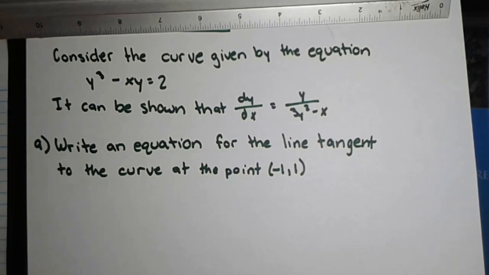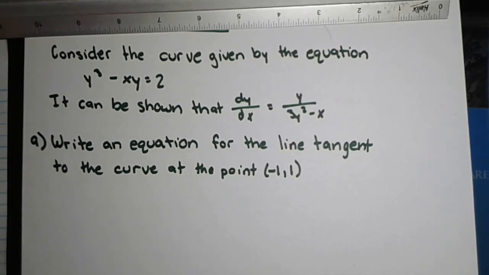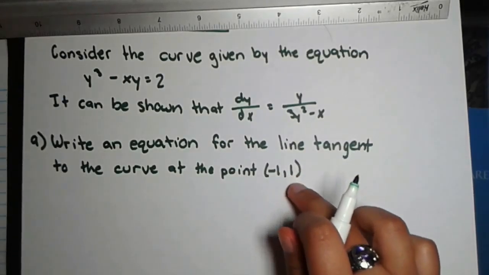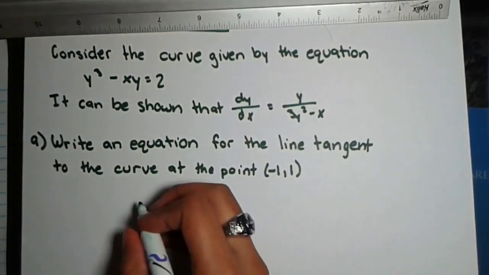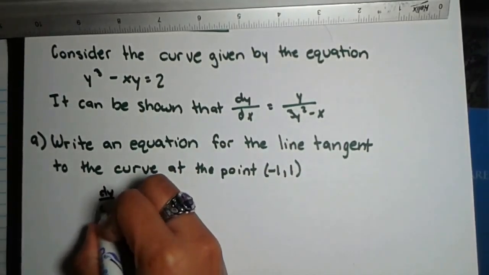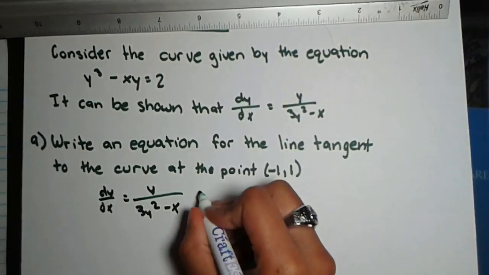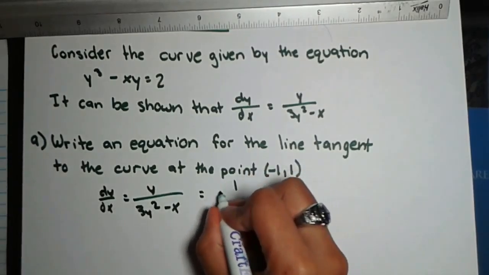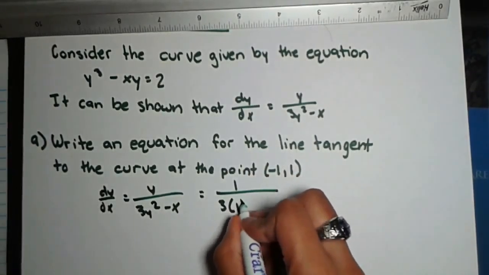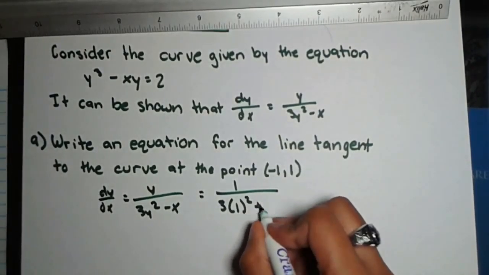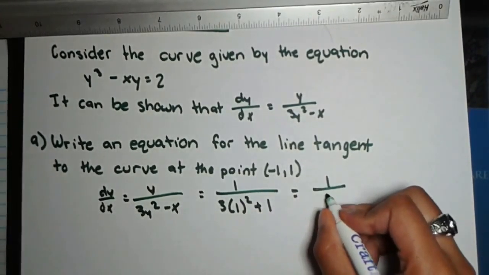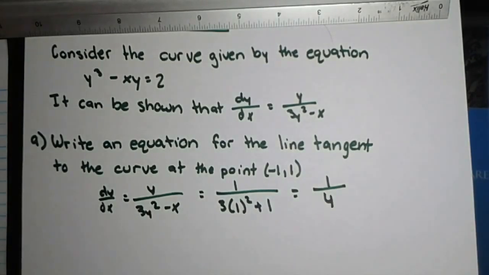So the first thing we have to do is find the slope for when it's -1, 1. So all you have to do is plug this in for your x and your y for dy/dx. So dy/dx equals y over 3y squared minus x, and so y is 1. 3 times 1 squared minus -1, so that's plus 1. And so you would get 1/4. So that's your slope.